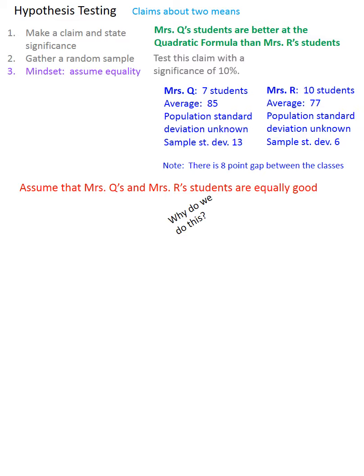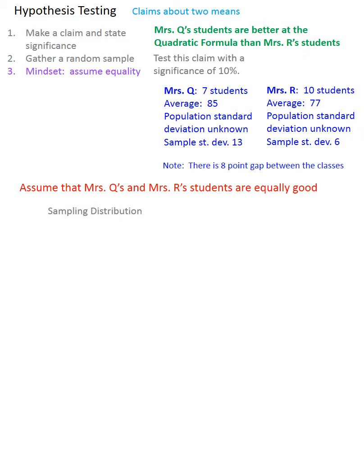We're making this assumption. We don't know it to be true, but mathematically it's important to make it. If we make this assumption and then compare the two samples from the two teachers, and we find that the 8-point gap is unlikely to have happened by chance, then that will throw some doubt on this null hypothesis, this assumption of equality. And throwing doubt on that may cause us to lean in Mrs. Q's favor and accept the alternative hypothesis.